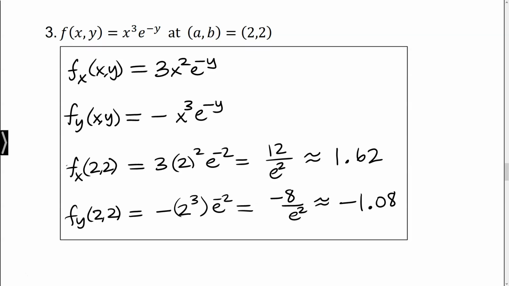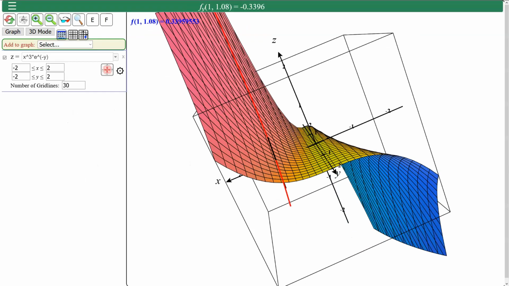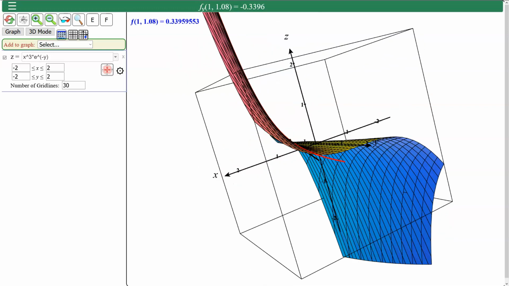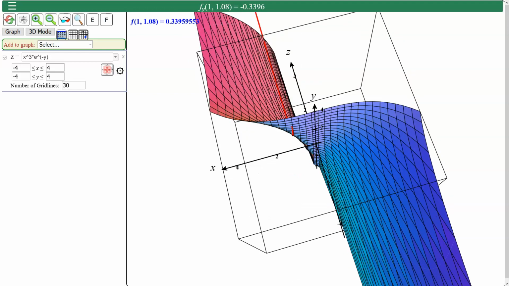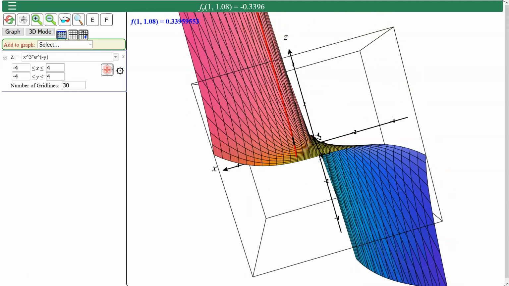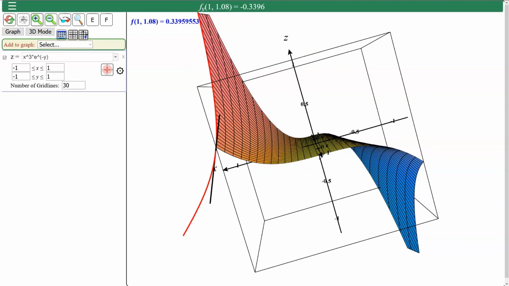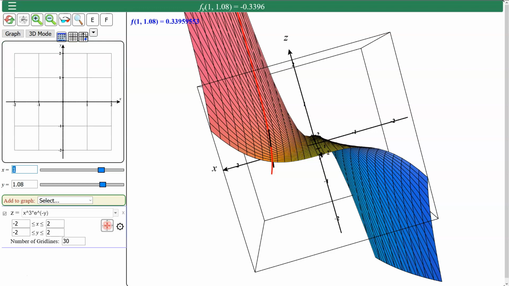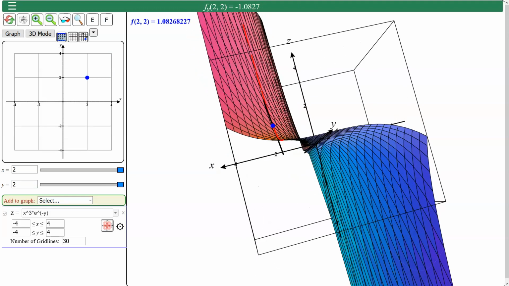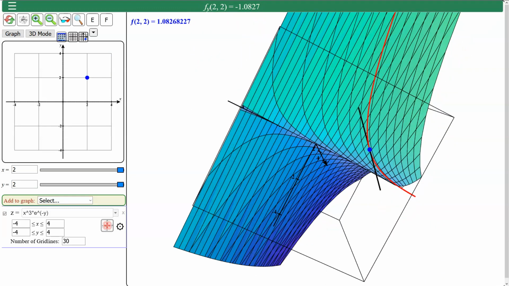Okay, so let's go ahead and look at this graph at the point 2, 2. So there's what the graph looks like. Kind of a weird graph. Let's back up maybe a little bit. Okay, it doesn't change too much if you keep backing up. All right, we were at the point 2, 2. Actually, we need to back up here. There we go. Okay, so at the point 2, 2, you can see.